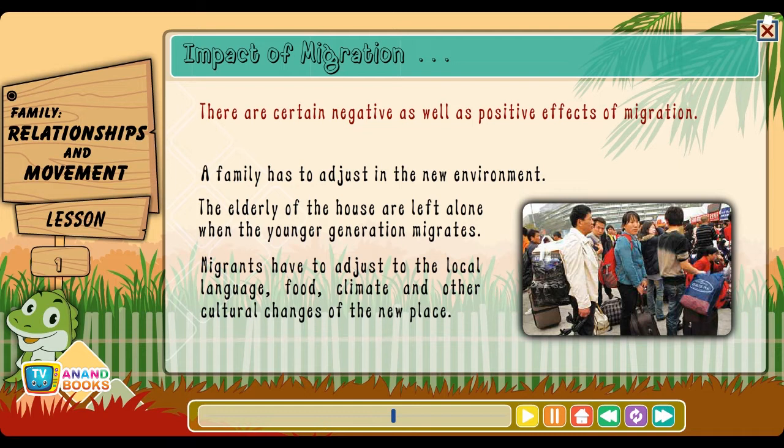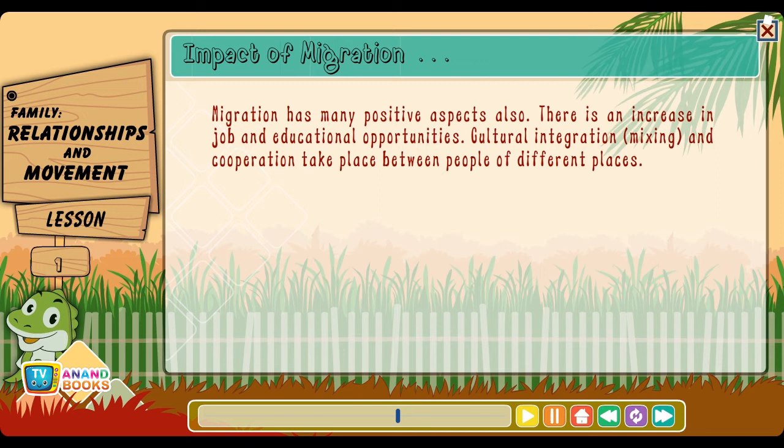Migration has many positive aspects also. There is an increase in job and educational opportunities. Cultural integration, mixing, and cooperation take place between people of different places.